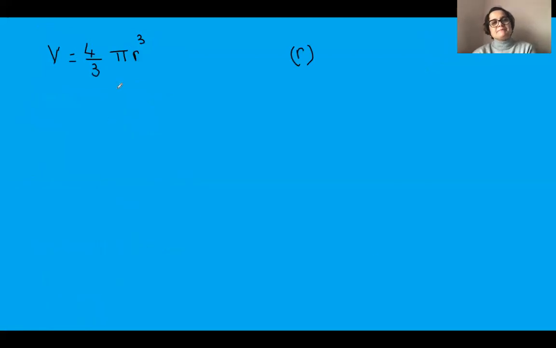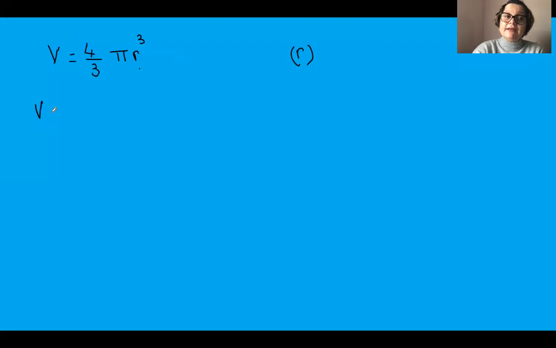Next question. We are going to make r the subject of this formula. Now, r is on the right-hand side. I can leave r on the right-hand side. And what I have to get rid of is 4/3 and the pi. So two terms, 4/3 and the pi. Okay, I'm going to start with 4/3.